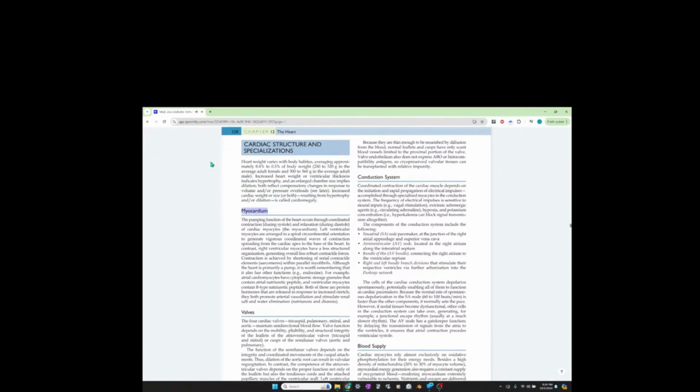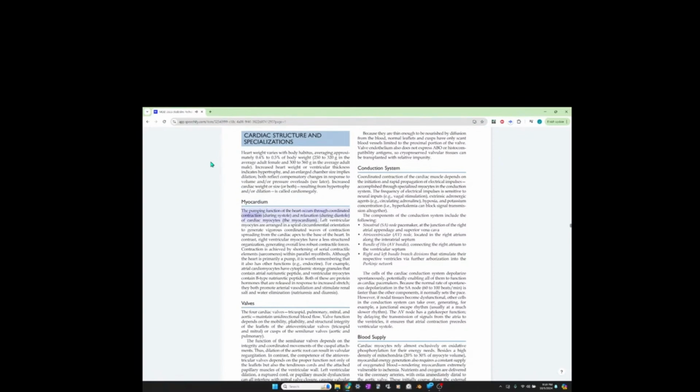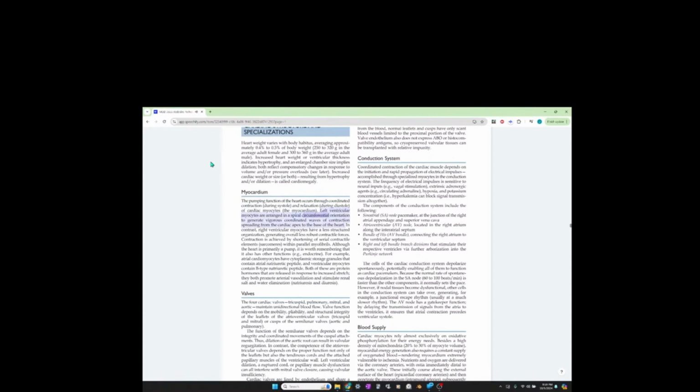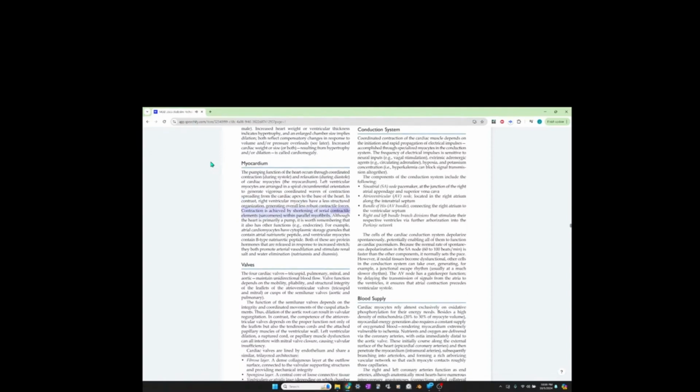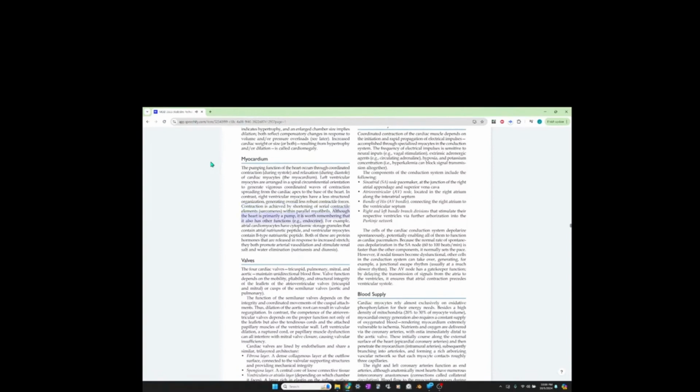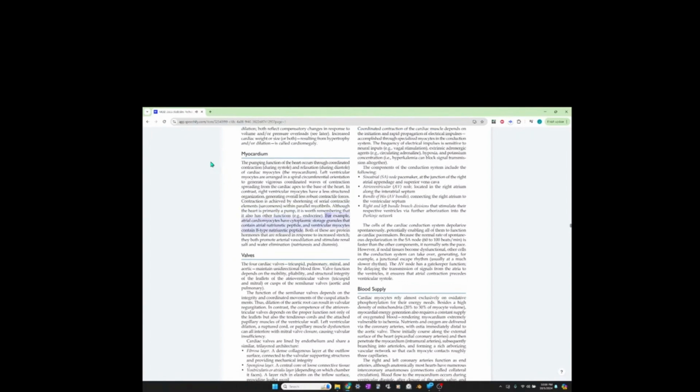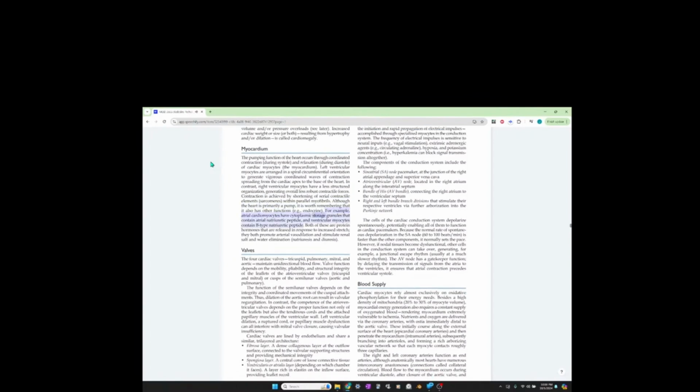Myocardium. The pumping function of the heart occurs through coordinated contraction and relaxation of cardiac myocytes. Left ventricular myocytes are arranged in a spiral circumferential orientation to generate vigorous coordinated waves of contraction spreading from the cardiac apex to the base of the heart. In contrast, right ventricular myocytes have a less structured organization, generating overall less robust contractile forces. Contraction is achieved by shortening of serial contractile elements within parallel myofibrils. Although the heart is primarily a pump, it is worth remembering that it also has other functions. For example, atrial cardiomyocytes have cytoplasmic storage granules that contain atrial natriuretic peptide, and ventricular myocytes contain B-type natriuretic peptide.